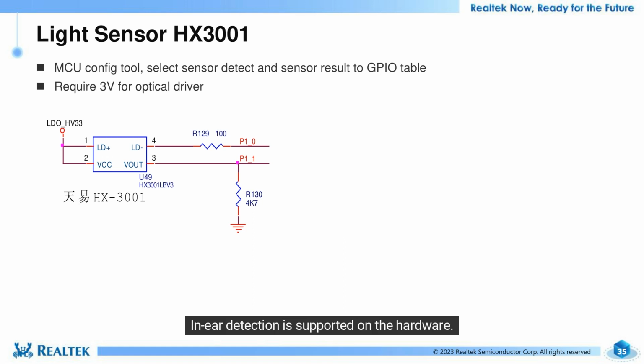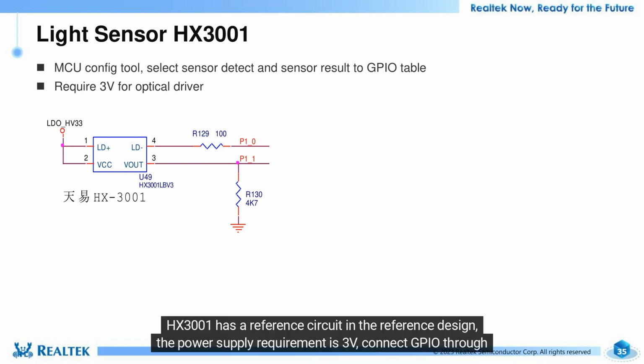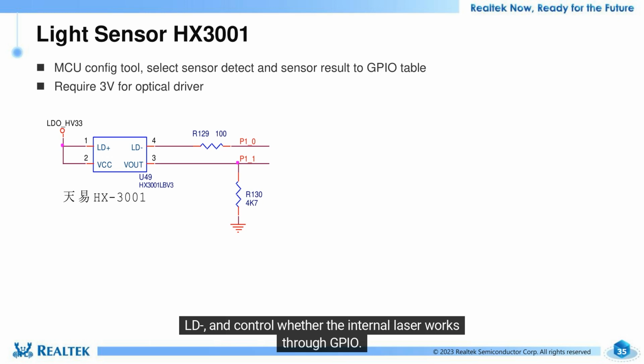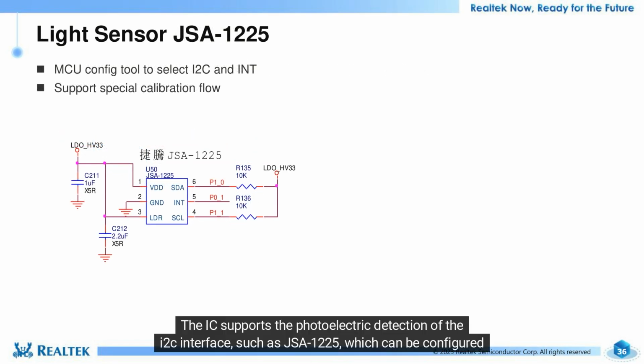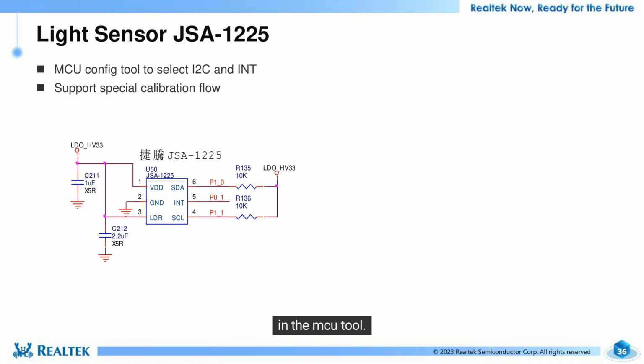In-ear detection is supported on the hardware. HX3001 has a reference circuit in the reference design. The power supply requirement is 3V, connect GPIO through LDO and control whether the internal laser works through GPIO. The VOUT pin is used as the signal for in-ear detection. The IC supports the photoelectric detection of the I2C interface, such as JSA1225, which can be configured in the MCU tool. Also supports special calibration processes.